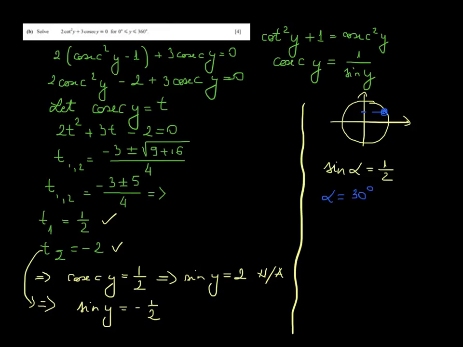Now I'm looking for the related angles, so angles where sine is negative 1 over 2, and the angles are this one here and this one here. So my y is 180 plus 30, or 360 minus 30.